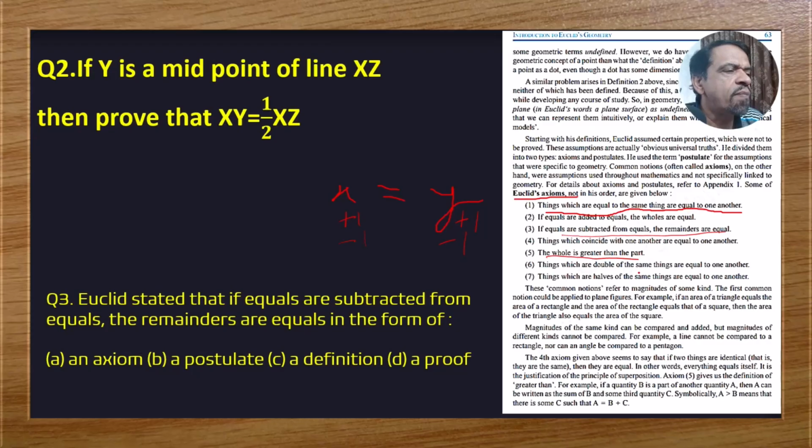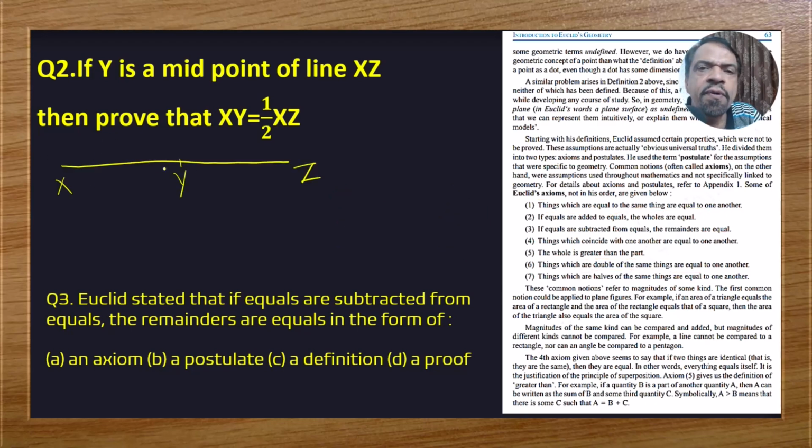Things which are double of the same thing are equal to one another. दोनों तरफ चीज़ें equal हों, all things are equal. If we double, both will be equal. Things which are half of the same thing are equal. The same thing, very simple. Now see this question. Y is a midpoint of XZ. So it means XY is equal to YZ because Y is given as the midpoint.